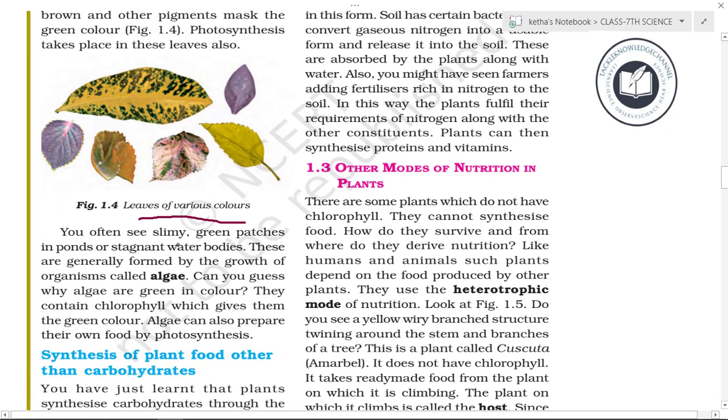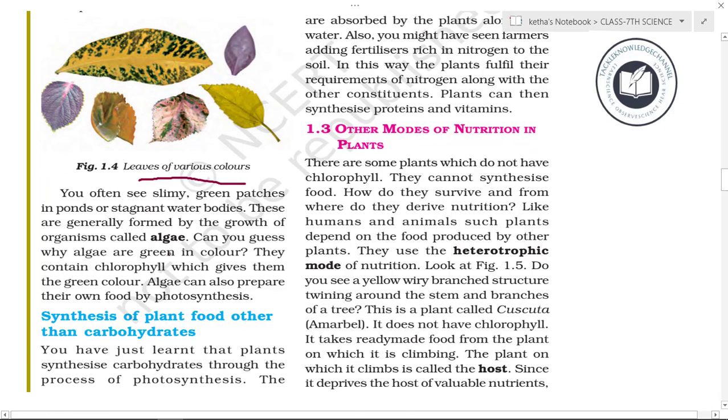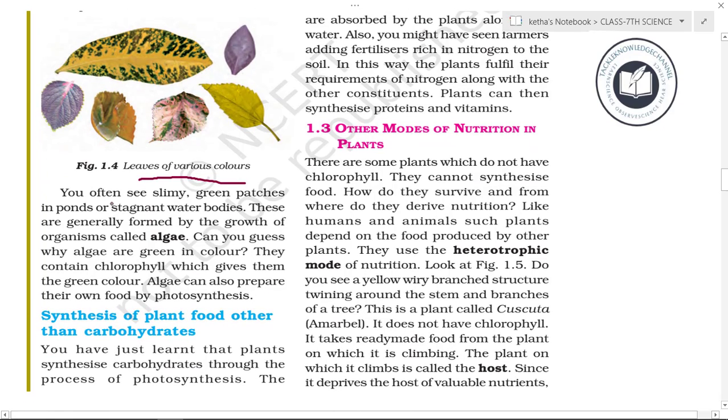You often see slimy green patches in ponds or stagnant water bodies. These are generally formed by the growth of an organism called algae. So these green patches present in ponds are a growth of an organism, and that growth of organism we call algae.